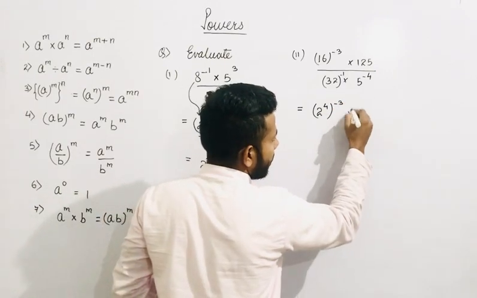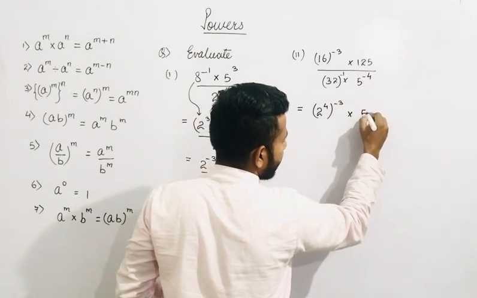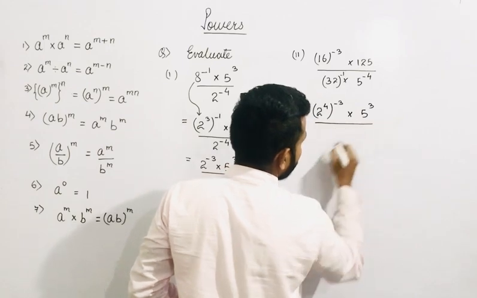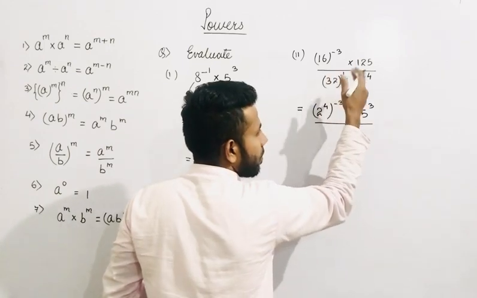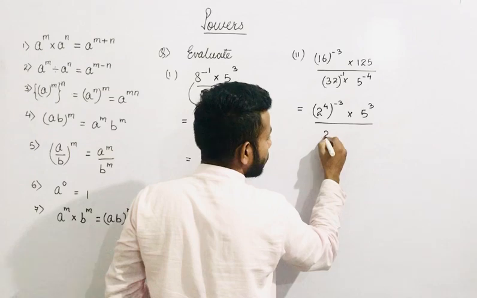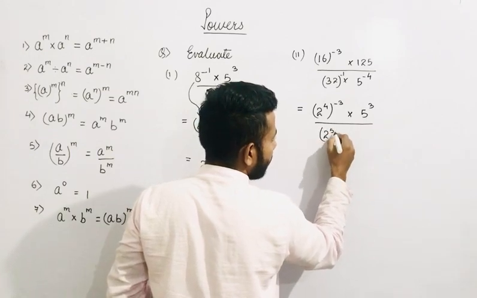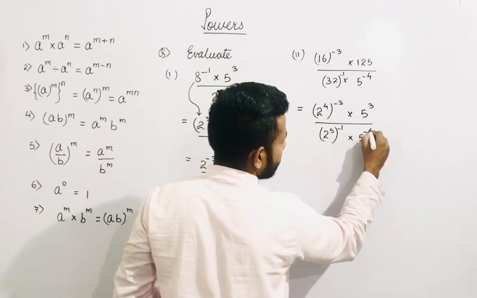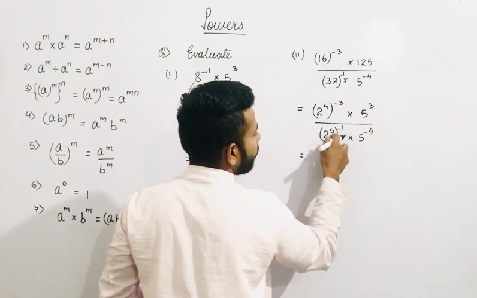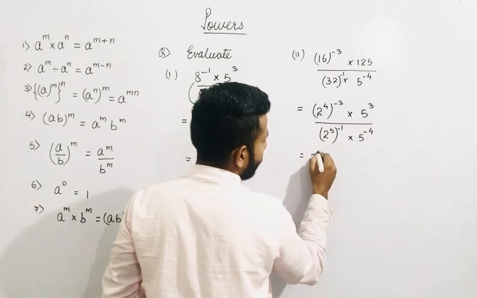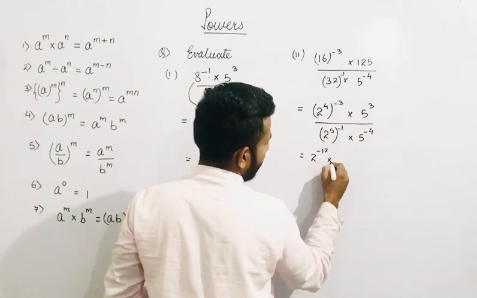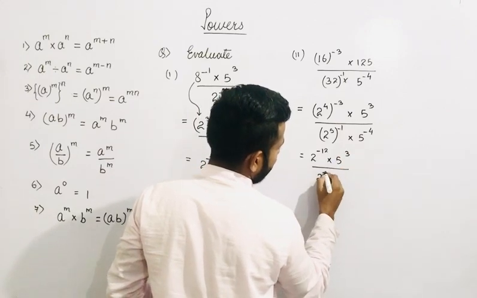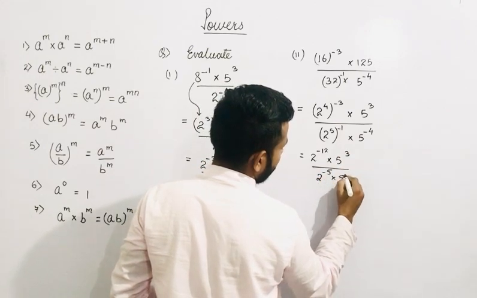And you can write 125 in the base 5, so you can write it as 5 to the power 3. Now 32 can also be written in base 2, sorry. It can be written as 2 to the power 5, whole to the power minus 1, into 5 to the power minus 4. So when you move this one upward, it will become 2 to the power minus 12 into 5 to the power 3 by 2 to the power minus 5 into 5 to the power minus 4.